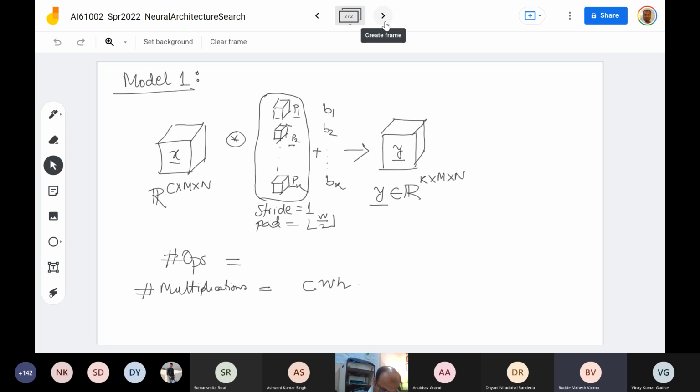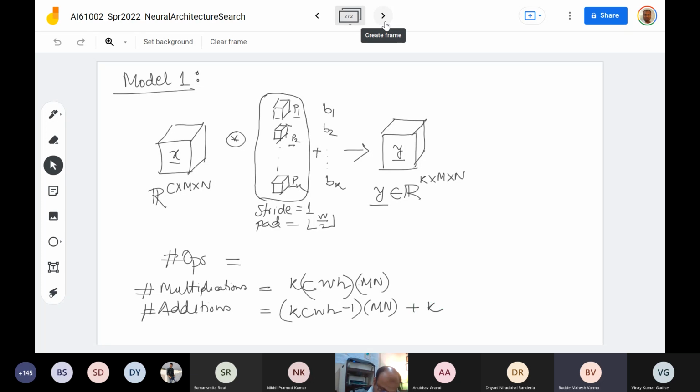this whole thing and k number of times, because that is what it is going to do, and multiplied by the size of output. So this is mn. And the number of additions, just in case of convolution, is going to be kcwh into (cwh minus 1), and this whole times mn. Plus there will be another k number of additions.